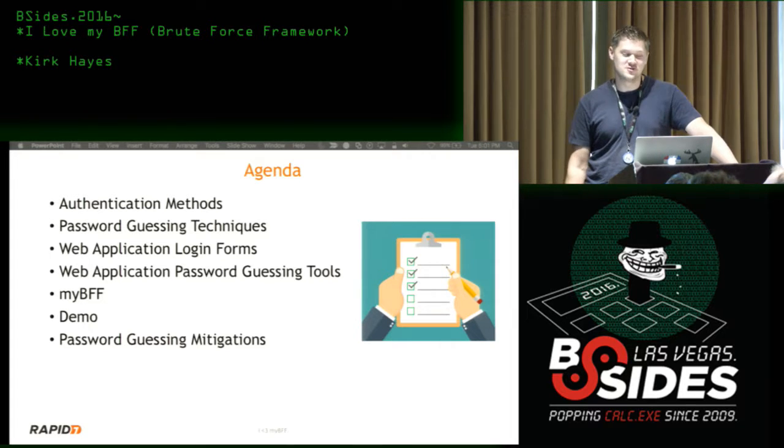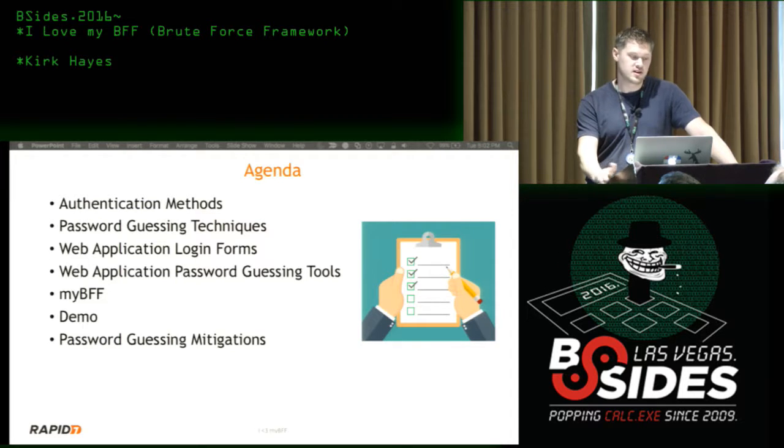We'll then go into techniques for attacking authentication, specifically passwords. That's why we're here. We're going to talk about web application login forms. My BFF is a tool for attacking login against web applications currently. It will be expanded to other protocols as well.